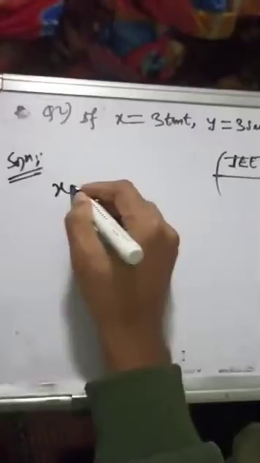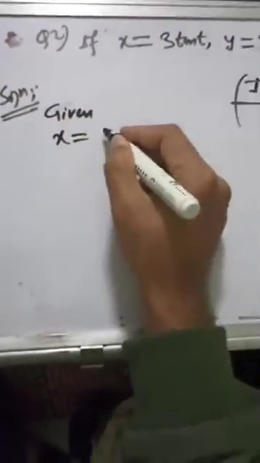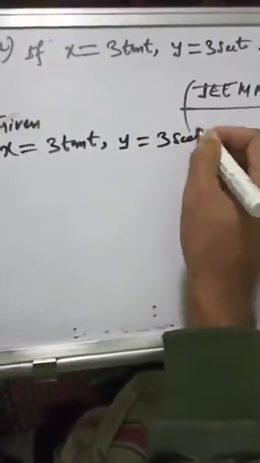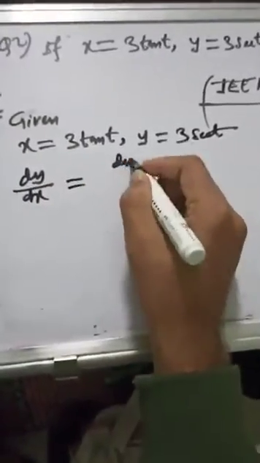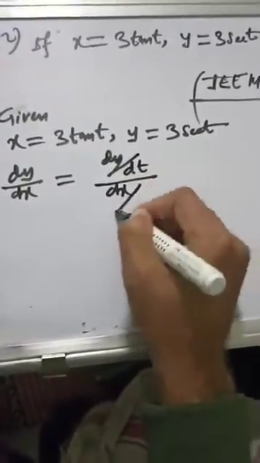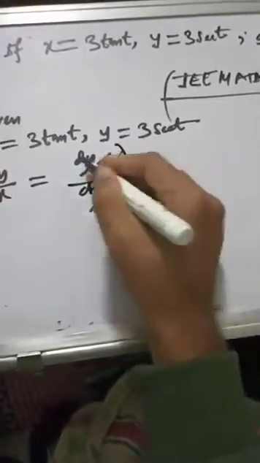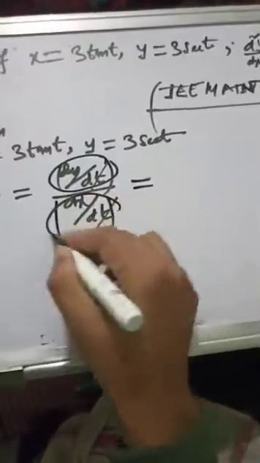How can we solve this? We have to find dy/dx. So what is given? x equal to 3 tan t, y equal to 3 sec t. So first of all we have to find dy/dx. We can write this as dy/dt divided by dx/dt, because if we cancel dt, then we get dy/dx.